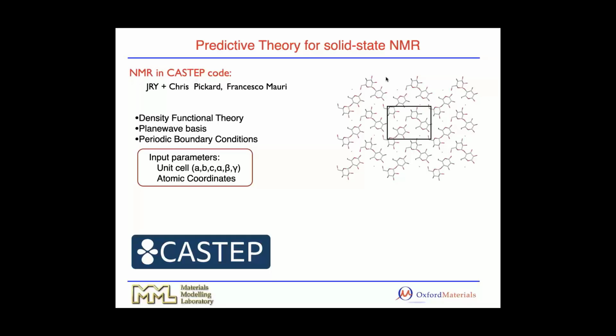So we're studying the crystallographic unit cell. If you wanted to study, for example, an isolated molecule, perhaps to compare against solution state NMR, you could do that by studying a molecule surrounded by vacuum with the periodic boundary conditions. So an array of isolated molecules, and that's possible to do.